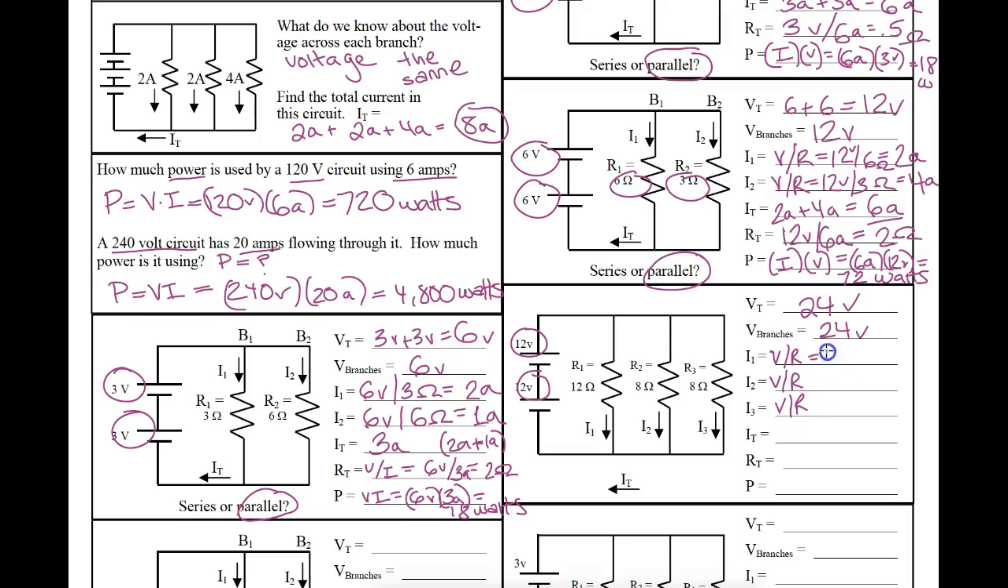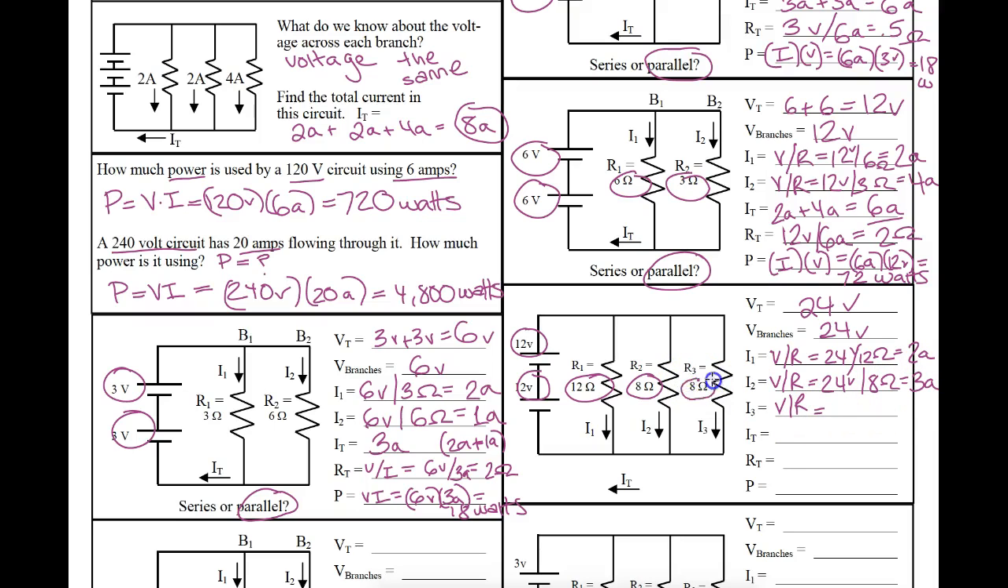And voltage is 24. The resistance for the first one is 12 ohms. 24 volts divided by 12 ohms is 2, so it's 2 amps. For the second one, we're looking at 8 ohms, and our voltage remains the same, so it's 24 volts divided by 8 ohms, which leaves us with 3 amps.